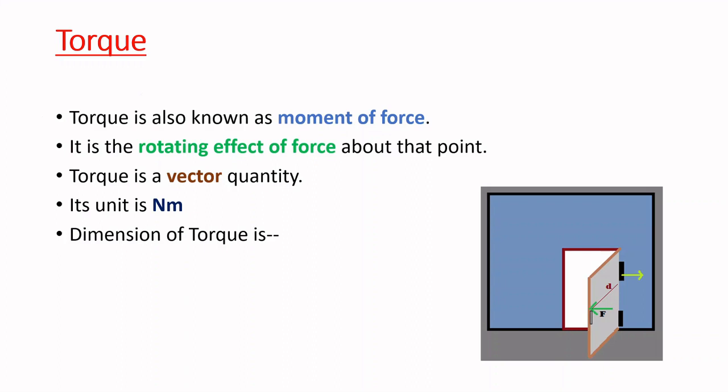Hello students, in today's video we will discuss a new physical quantity known as torque. Torque is otherwise known as moment of force. It is the rotating effect of force. Torque is a vector quantity. Its unit is Newton meter and the dimension of torque is ML²T⁻². Torque is expressed by the symbol tau, a Greek alphabet, which is written as τ.